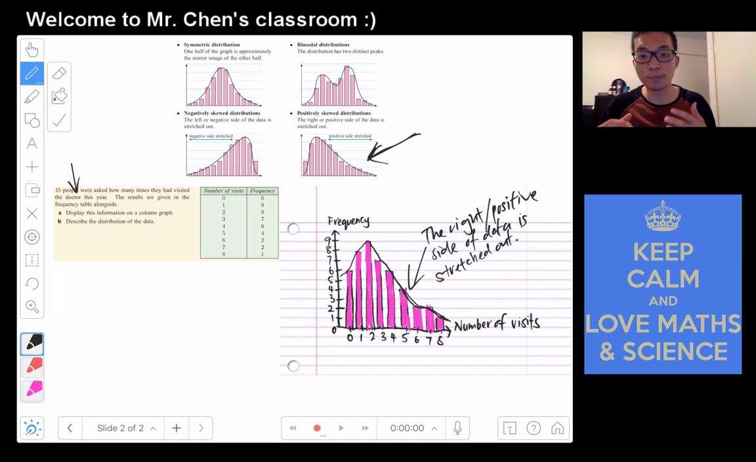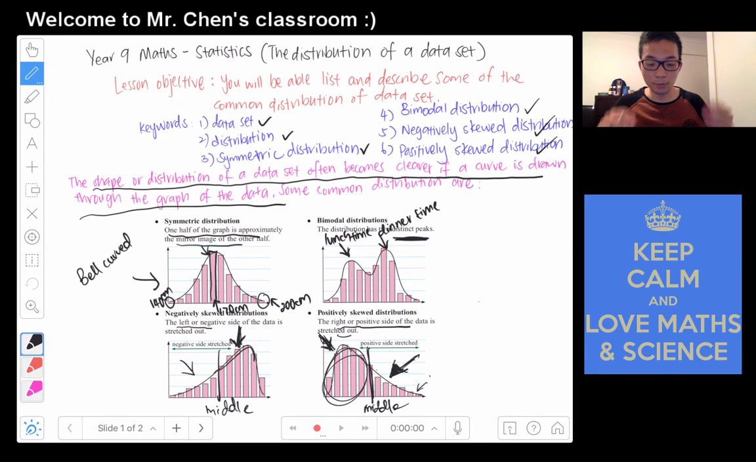Also, by giving that curve, it can give you a good idea of which direction or trend the data is heading. So that's it for this video. Please write down your notes, and hope you learned something about the distribution of data sets. Remember, there are 4 types: symmetric distribution, bimodal distribution, negatively skewed distribution, and positively skewed distribution. Hope you enjoyed this video. Write down any questions you have, and make sure to record your notes for future reference.